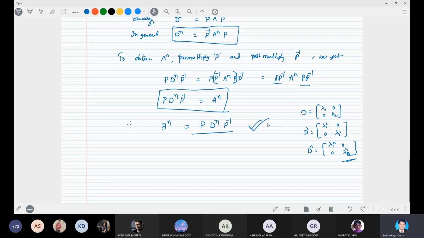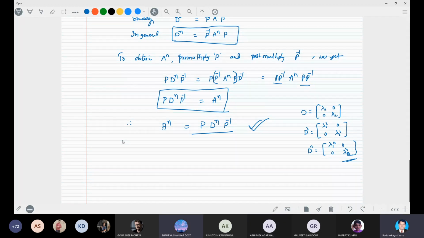Suppose you need to find A^5, A^6 or A^7, you would need to do the multiplication every time. But the higher powers of A can be determined using this diagonalization concept. Okay, right?